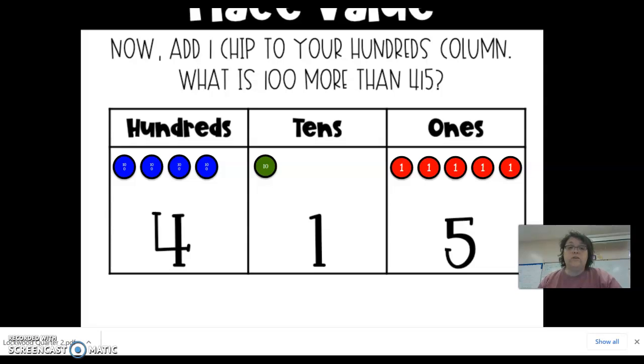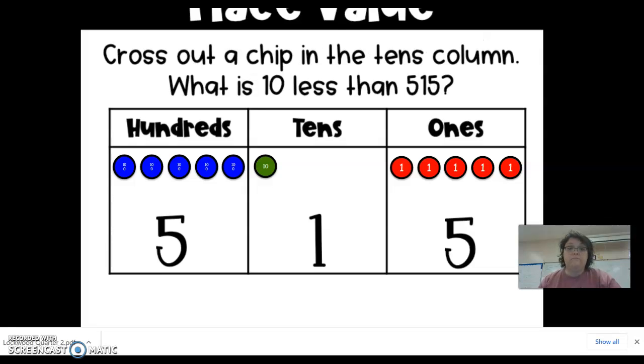Now the next question says, what is 100 more than 415? I look at that and I add 100 to it, which changes my answer to how many hundreds? Yes, 5. 5 hundreds. Good. 5 hundreds, 1 ten, and 5 ones.